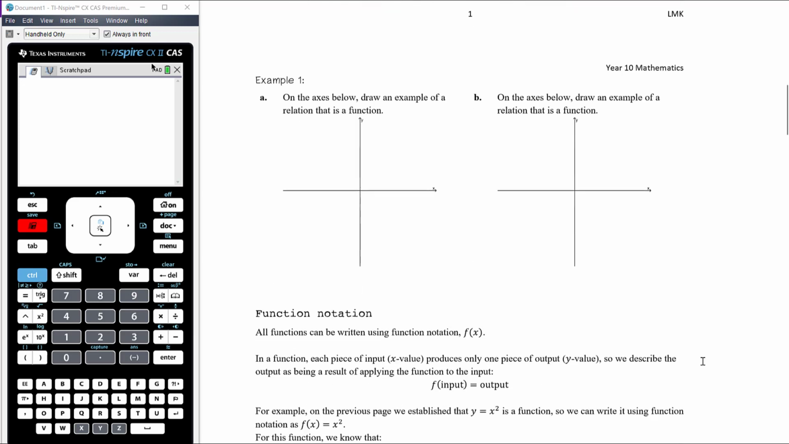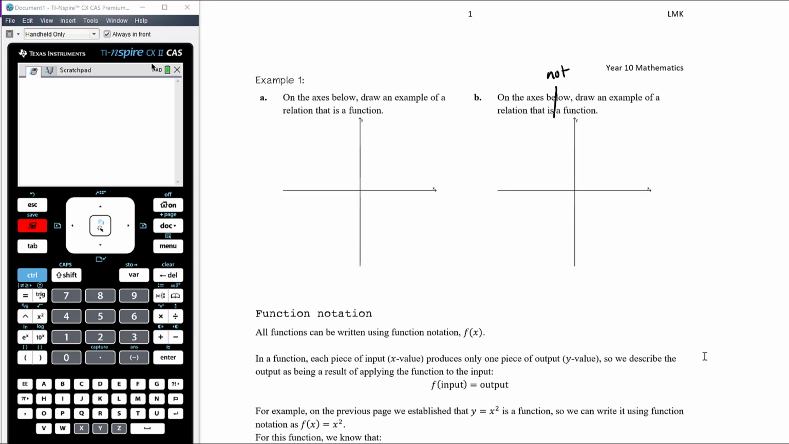Okay, so example 1, in fact both these say the same thing, so let's add a word in here that is not a function, okay? So I want you to just pause and have a go at this. It doesn't matter, you're all going to draw different things. On the axis below, draw an example of a relation that is a function. So a relation is anything you can draw on the Cartesian plane. Dot, line, curve, smiley face, house, whatever. Draw something that is a relation and is also a function. So it must meet this vertical line test condition. In part B, draw an example of a relation that is not a function. So it doesn't pass the vertical line test.